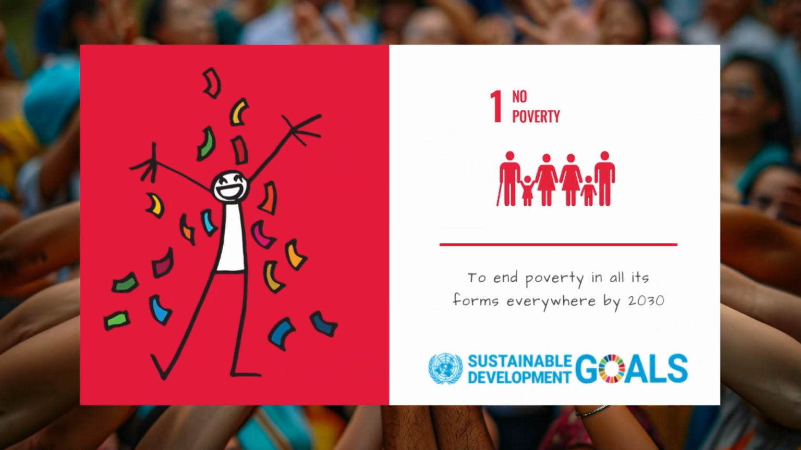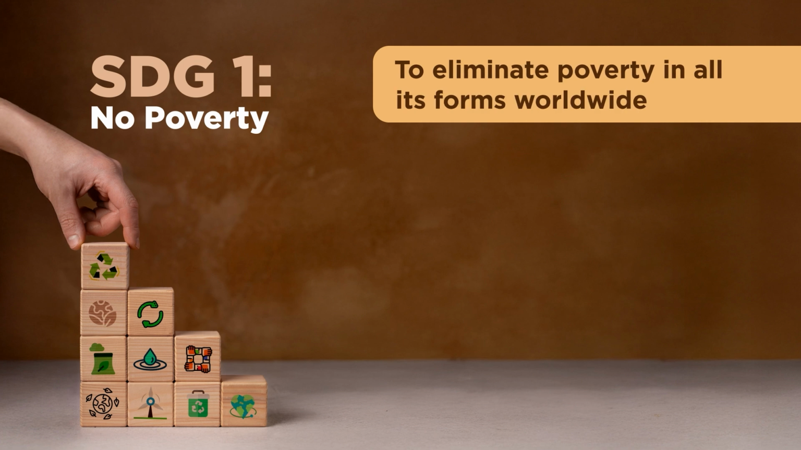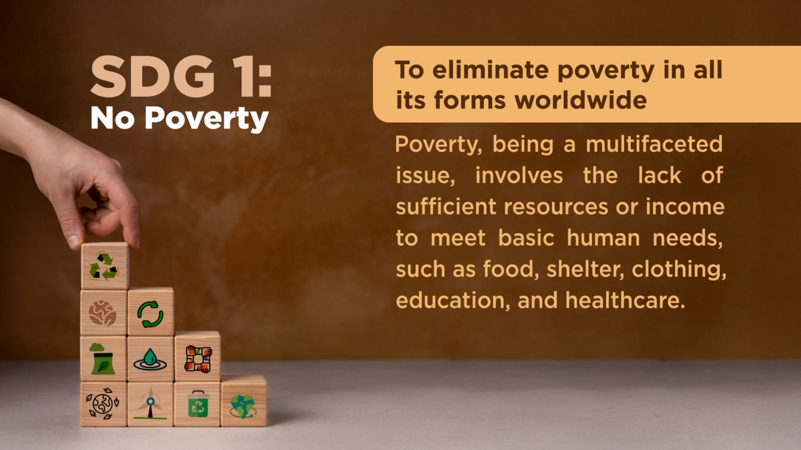its indicators and targets. As we know, Goal 1 is to eliminate poverty in all its forms worldwide. As I told in one of the sessions, poverty is an issue that is multifaceted in character. It involves a lack of sufficient resources or income to meet basic human needs. When we talk about basic human needs, once upon a time it was about food, shelter and clothing, but education and healthcare are also basic human needs.